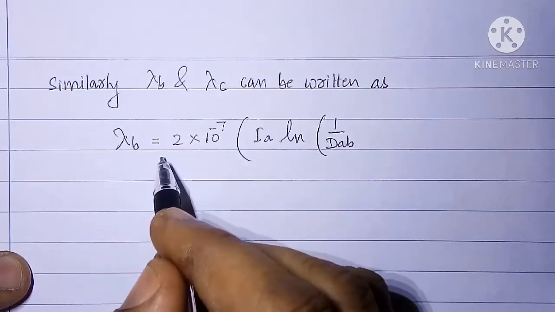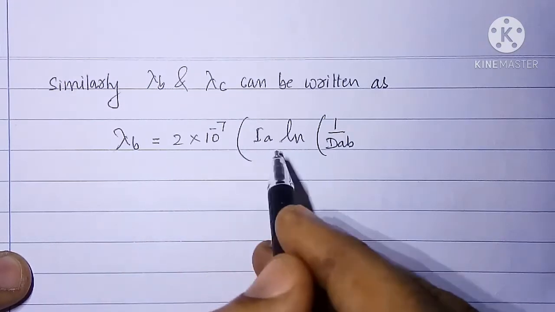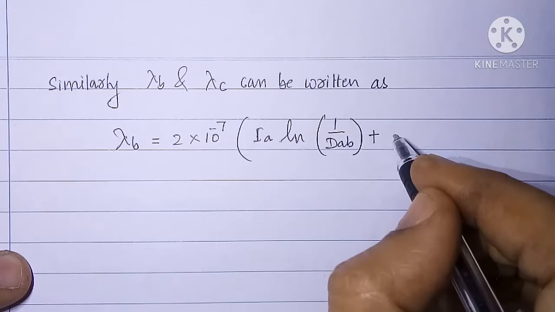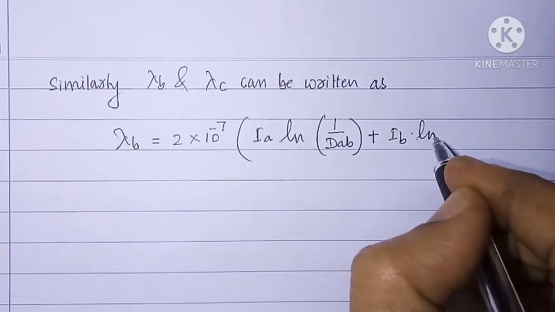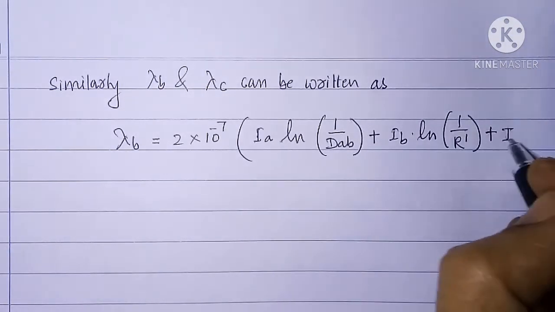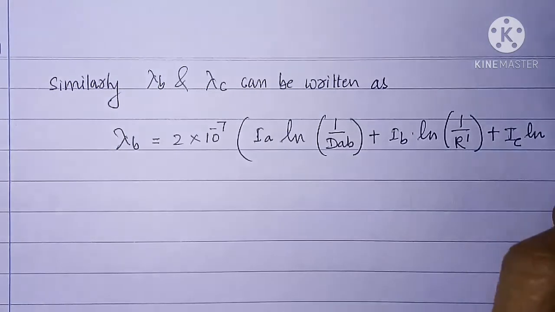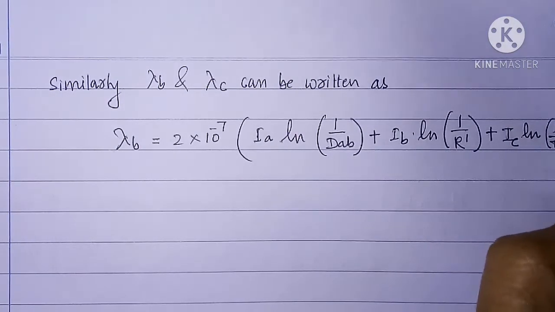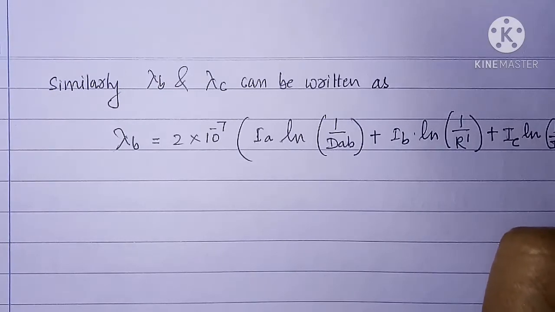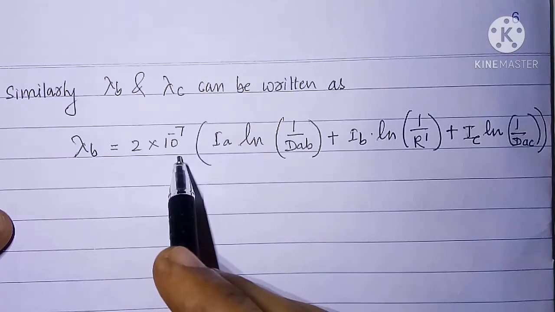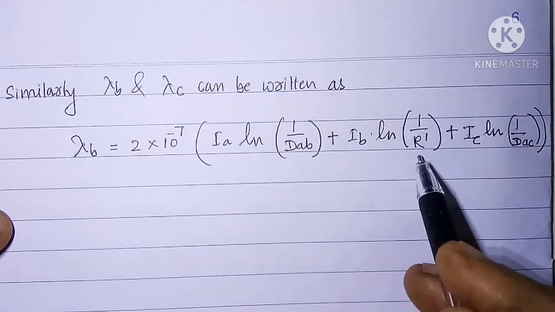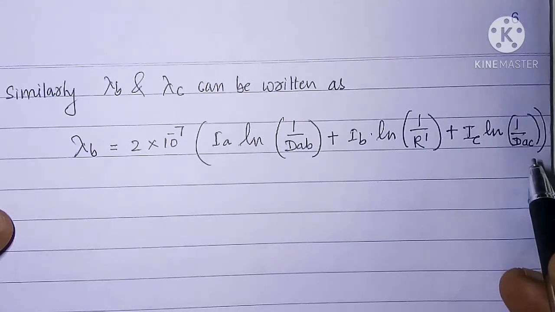Lambda B equal to 2 into 10 raised to minus 7 into the bracket IA into ln of 1 upon DAB plus IB into ln of 1 upon R dash plus IC into ln of 1 upon DAC.